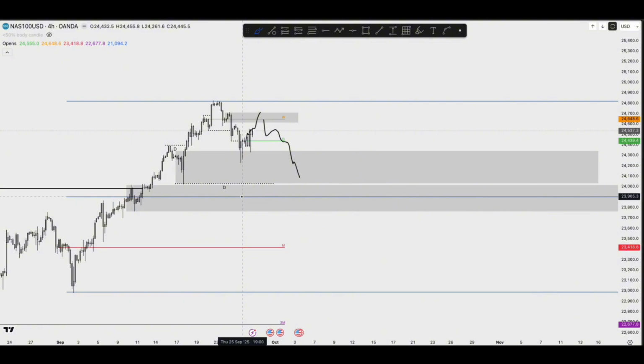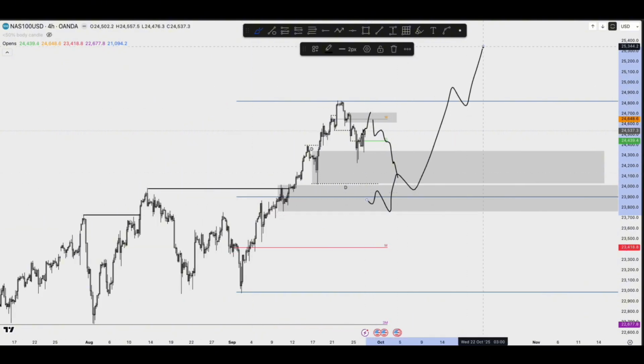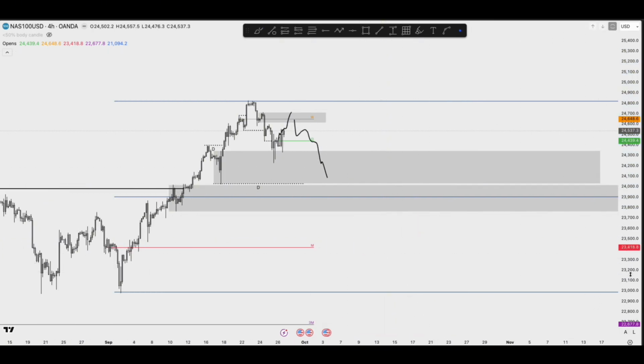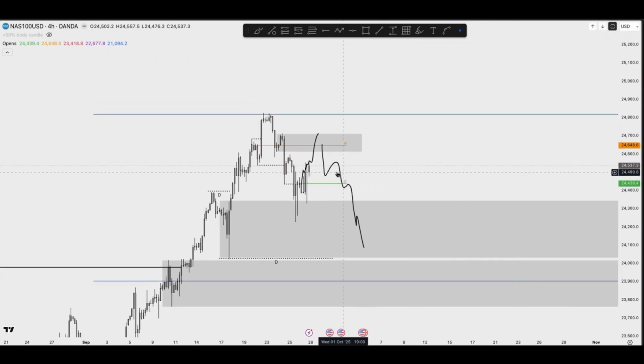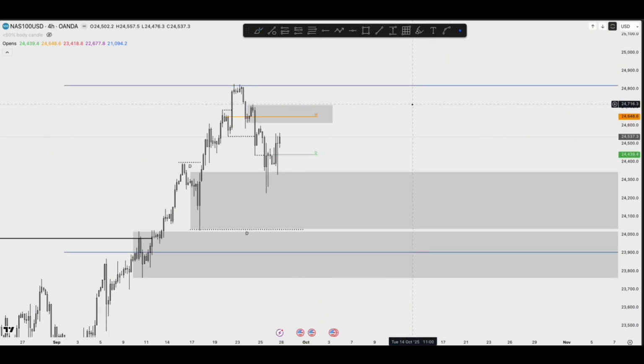It can be that the Nasdaq gets a change of character again and heads higher again. So yeah, that would be my scenario for the Nasdaq. Maybe I will look for these short trades if I get a 1 hour fractal confirmation inside this area of supply. But yeah, that would be the analysis for me on this weekend.